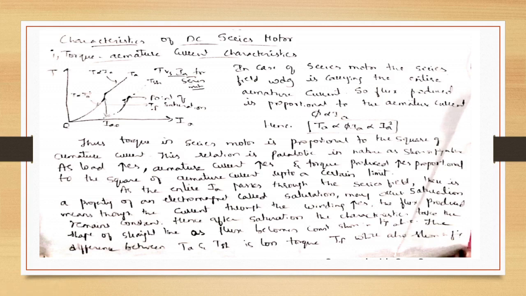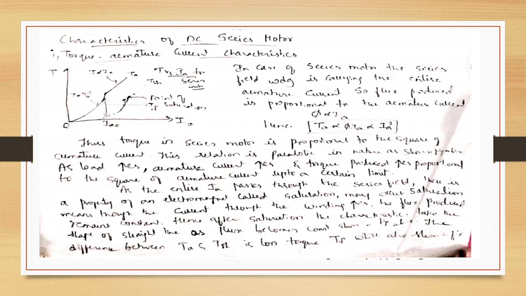As load increases, armature current also increases, and torque produced will increase proportional to the square of the armature current up to a certain limit. After this point of saturation, torque will be proportional to Ia. Up to this point only, torque is proportional to Ia square. As the entire Ia passes through the series field, there is a property of an electromagnet called saturation. Saturation means though the current through the winding increases, flux produced will be constant. So after saturation, the characteristic takes the shape of a straight line as flux becomes constant.